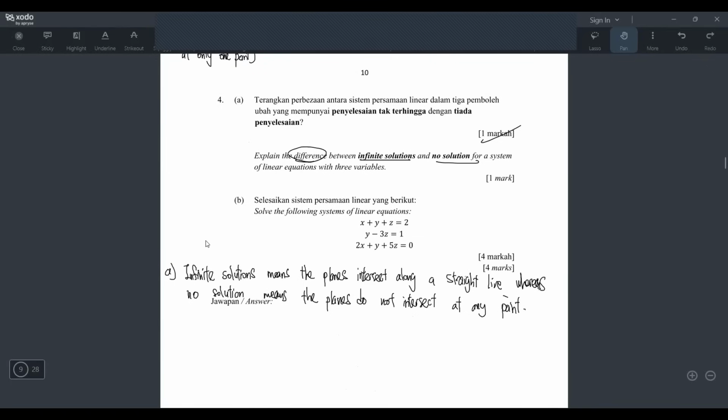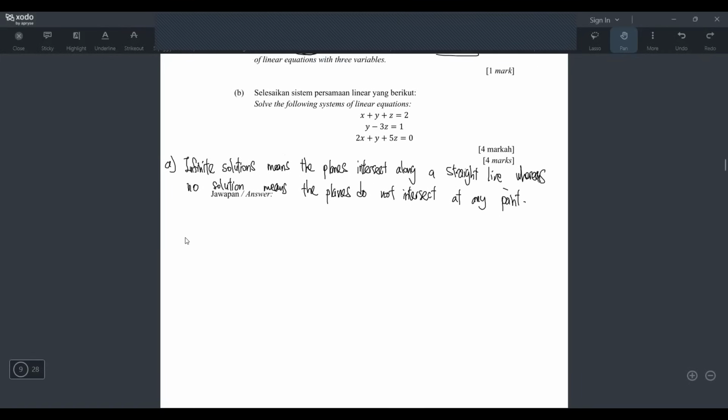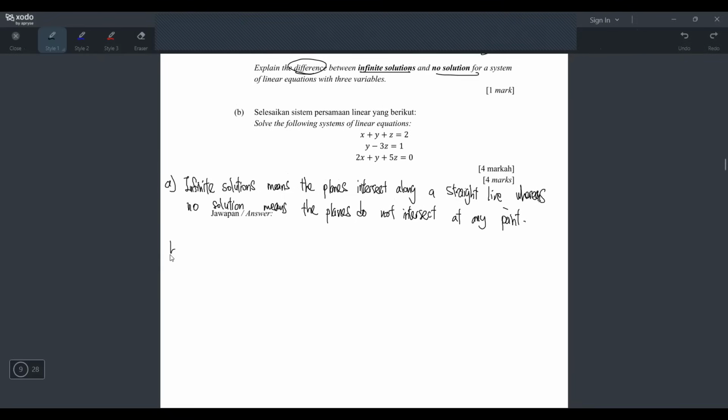Okay, so let's read again. Infinite solution means the planes intersect along a straight line, whereas no solution means the planes do not intersect at any point. I think you will get full marks if you write like this. Okay, so now we will do B.